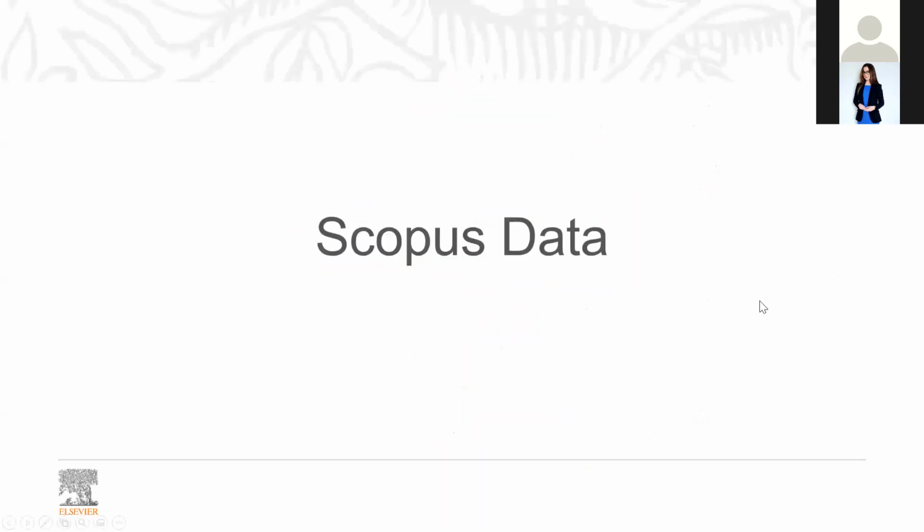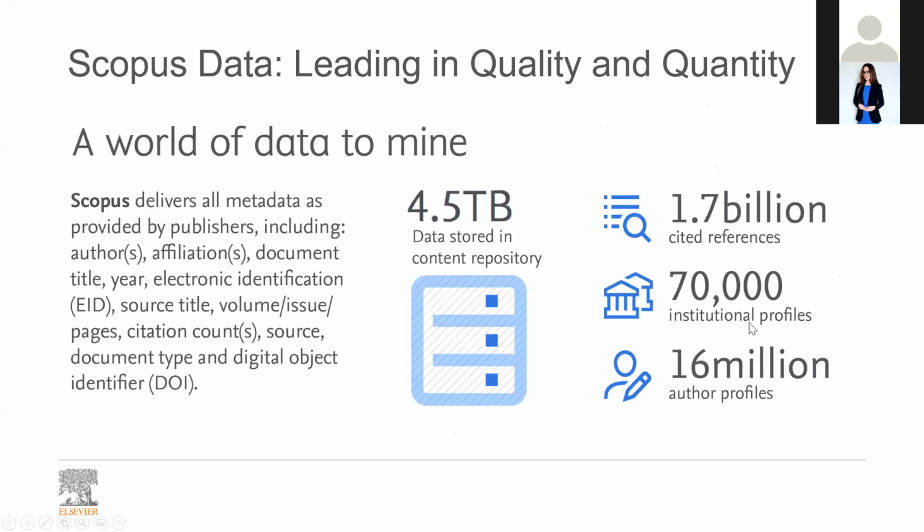So what is specific about Scopus data? Well, we really took a lot of efforts to maintain the quality and quantity in Scopus data. Scopus, what is very important, delivers all metadata as provided by the publisher. Because we want to be seen as a trusted source of information, we rely on the publishers and on what they are sending to us in metadata of the publications.